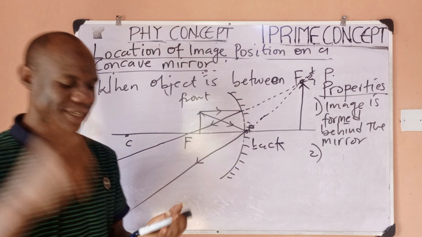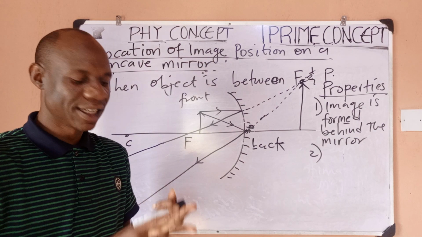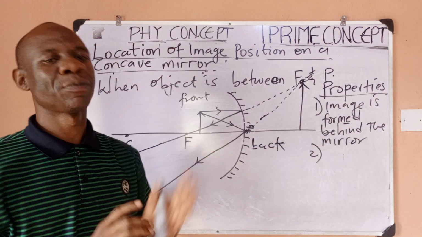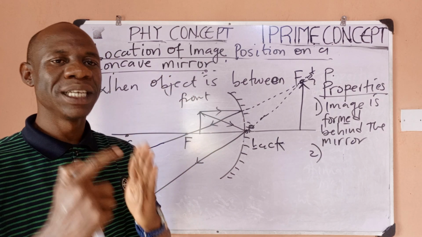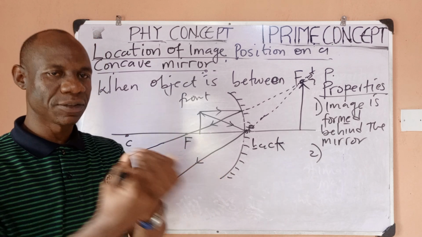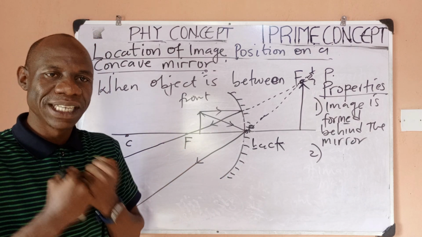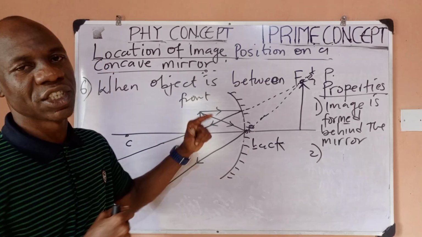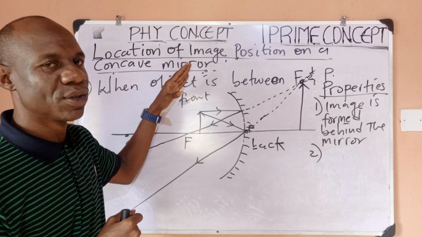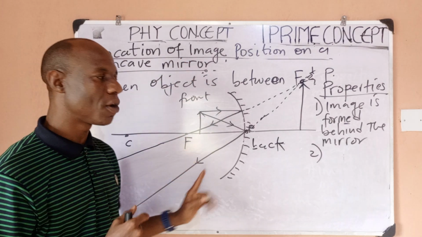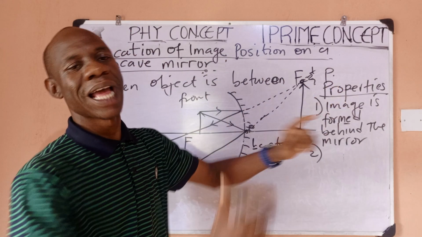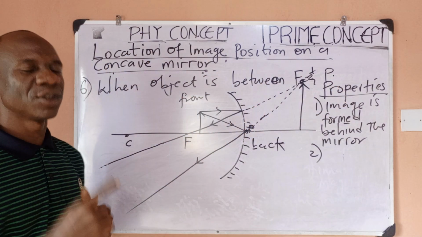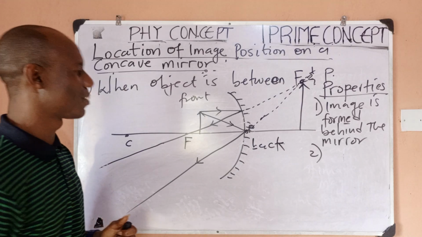Now, if you check position 1, we considered 2, 3, 4, 5. The first 5 positions we considered, the images were always formed in front of the mirror, which made them to be what? Real images. So this is the only position for a concave mirror where the image is formed behind the mirror. Every other condition, the images are formed where? In front of the mirror. So take note of this very important point, right?